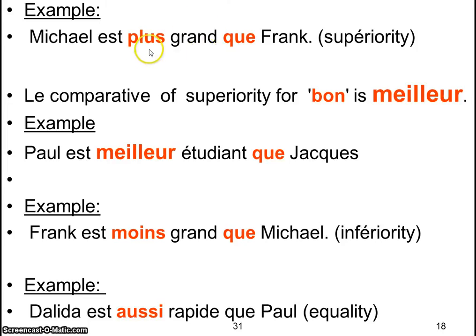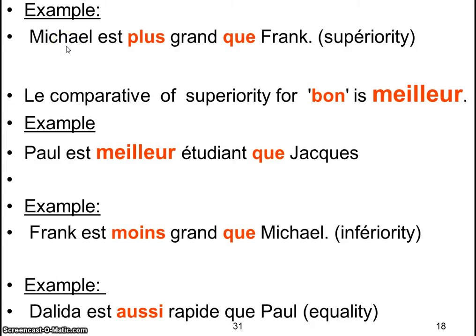So here, let's say Michael was a female. Let's say instead of Michael it was Michela. We say Michela est plus grande. You will add an e here because it goes with Michela. We say Michela est plus grande que Frank. So it goes with the previous one.